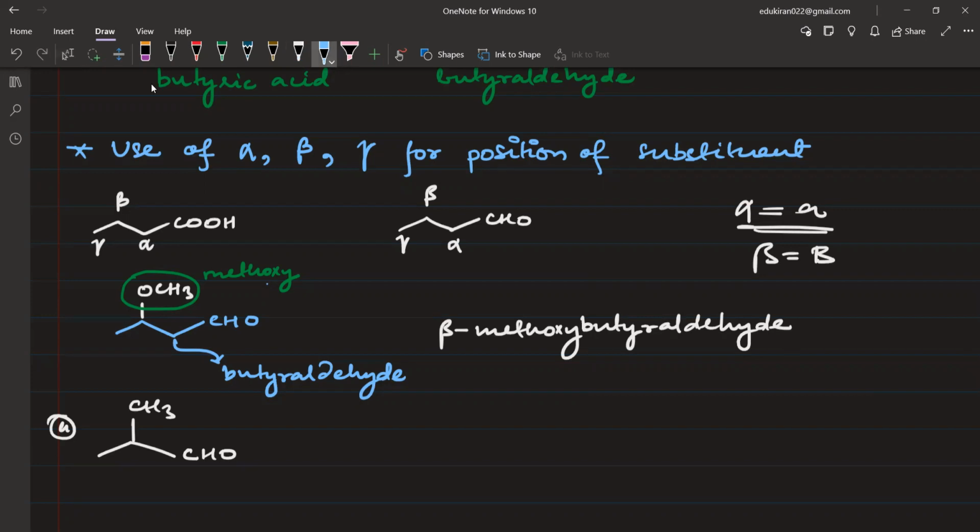All of you have got this name right. So we have 1, 2, 3 carbon atoms. That means it is propionaldehyde.